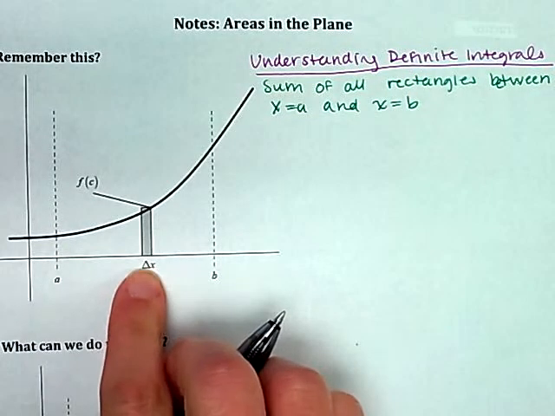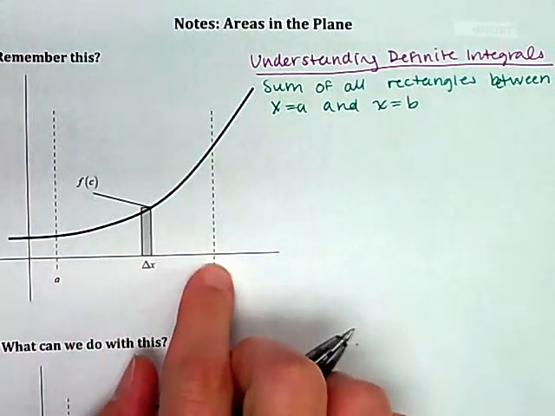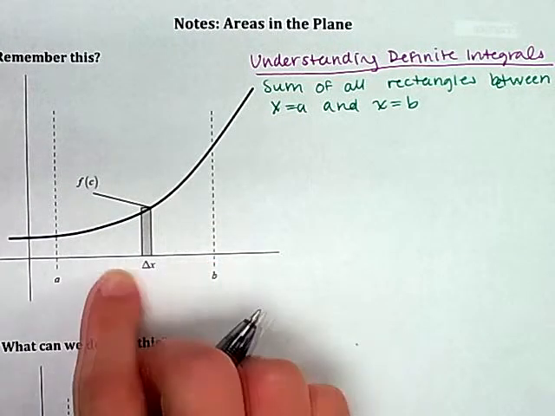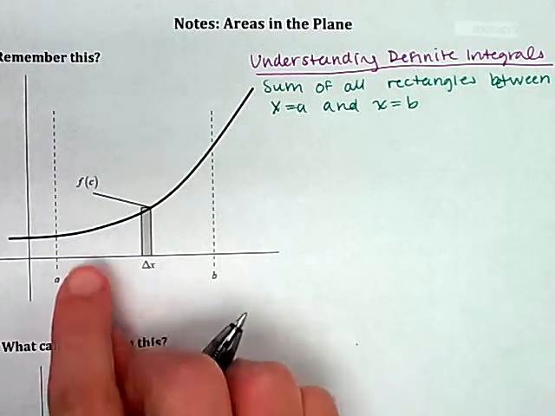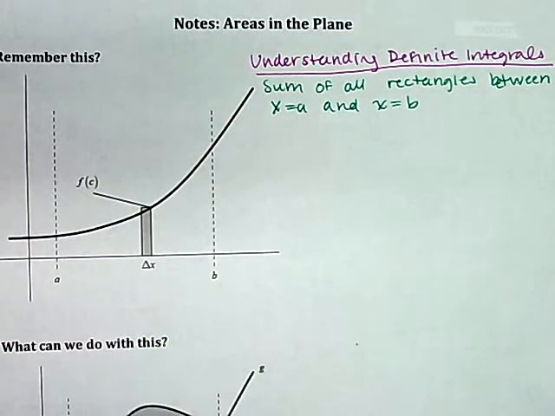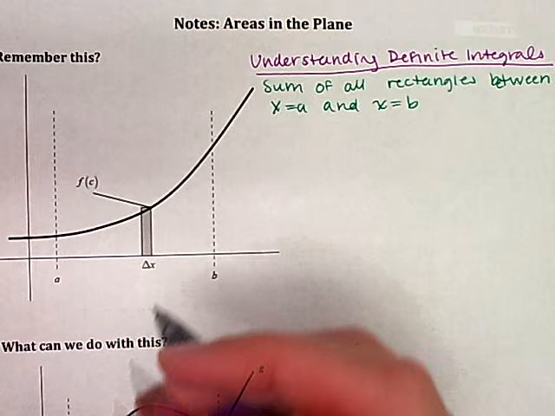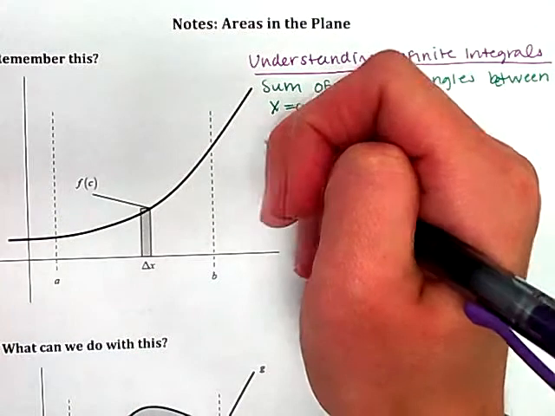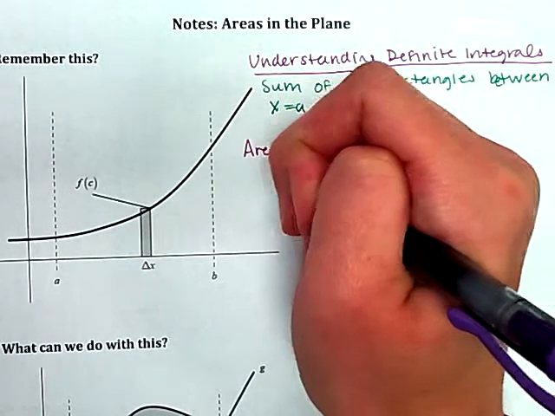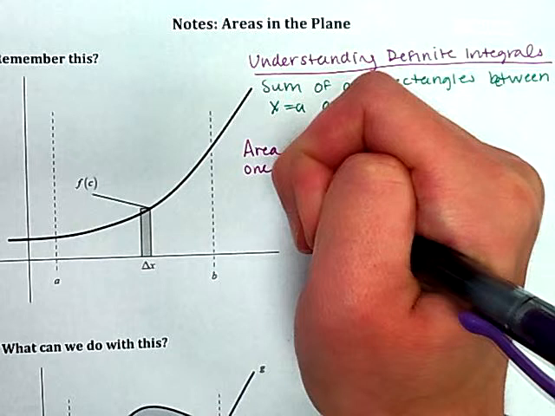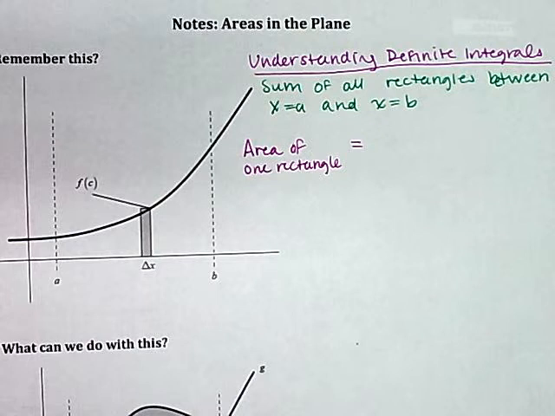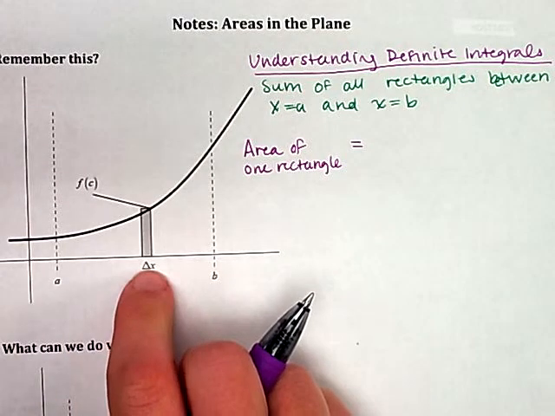I only drew one of them here, but you can imagine there's a whole bunch of them, and at first we get an approximation, but the way we get the exact value would be to make the rectangles get skinnier and skinnier, make there be more and more, all the way to an infinite number of rectangles. So what's the area of just one rectangle? The area of one rectangle would be the height times the width.